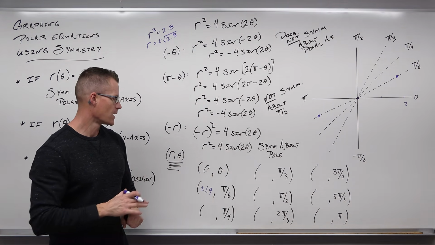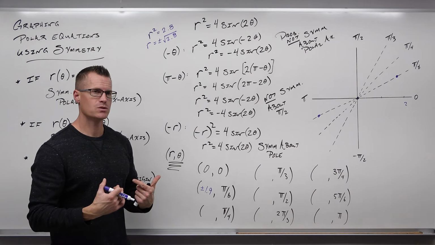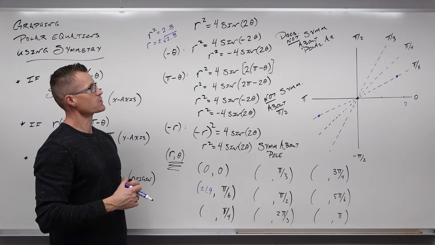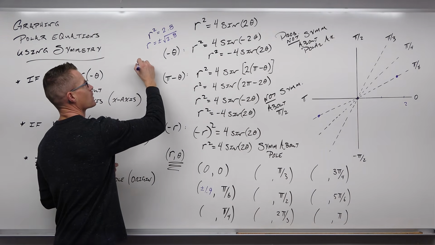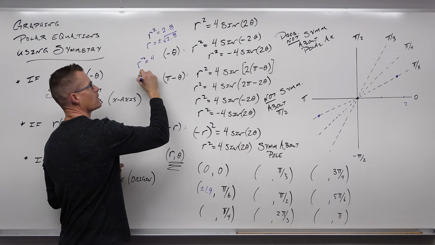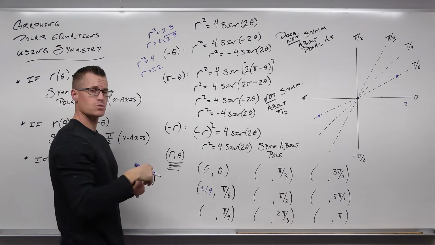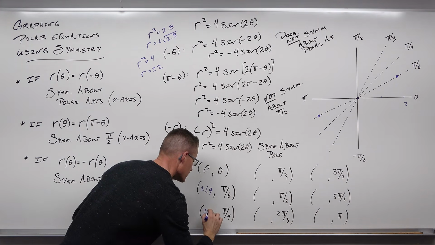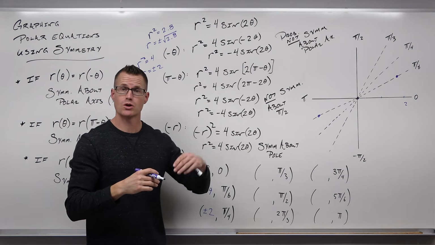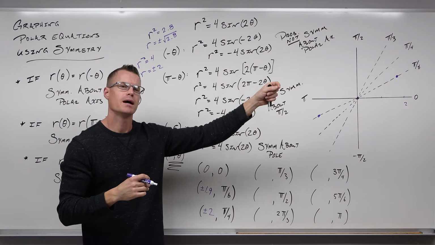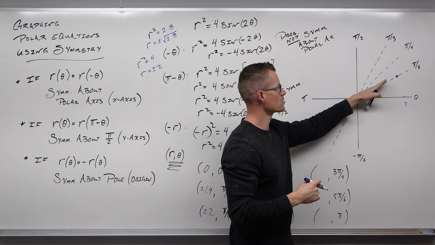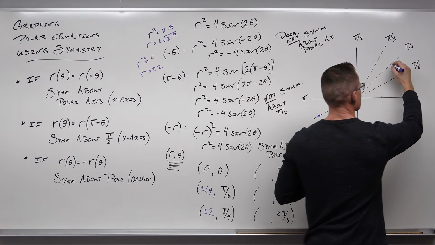Let's try pi over 4. 2 times pi over 4 is pi over 2. Sine of pi over 2 is 1. Let's see, 1 times 4 is 4. R squared would equal 4. R equals plus or minus 2, the square root of 4. So here, at pi over 4, this says you're going to go out 2 along the ray and out 2 in the opposite direction of that ray. So here's pi over 2, go out 2 units.